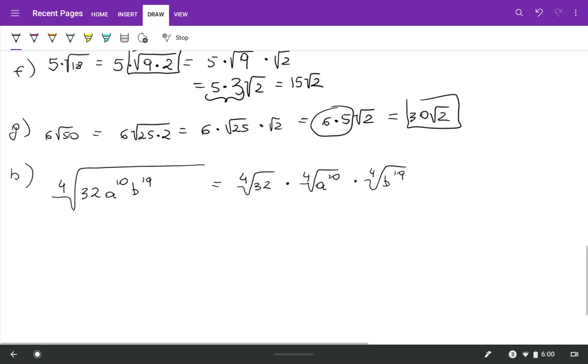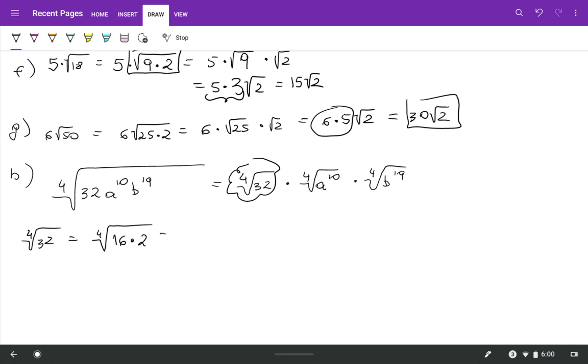Okay, and I will simplify one by one. So I'm going to start working with this one first. Radical of index 4, I'm sorry, of 32. Let's break this down. Let's find the number which can be written as a fourth power. So 32 is the same as 8 times 4, 16 times 2. No, 16, 16 times 2.